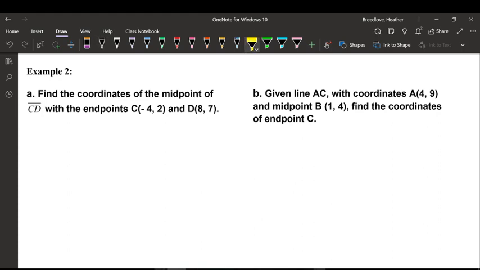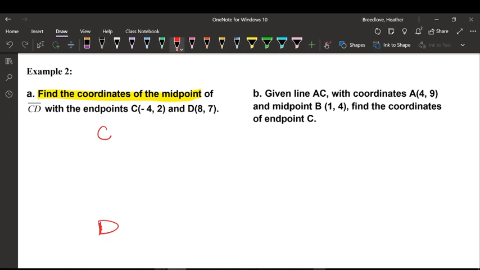All right, so find the coordinates of the midpoint. Always identify what you're solving for. Not all of these questions ask for the same piece. Find the coordinates of the midpoint of line segment CD with endpoints of C at -4, 2 and D at 8, 7. So you're given both endpoints. I'm going to do endpoint C, and then in a vertical line, I'm going to put endpoint D down here.